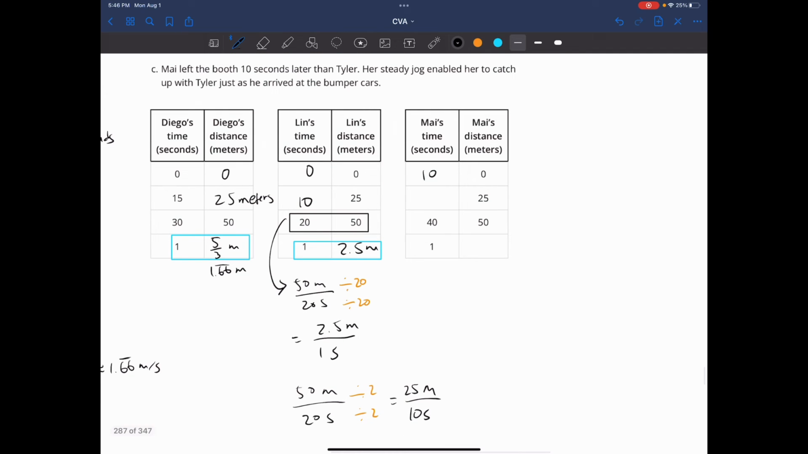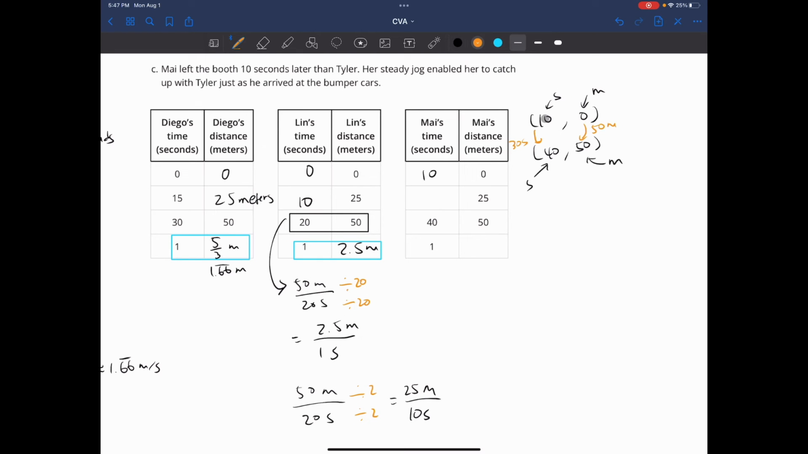So let's take a look. This is something we haven't really learned about, but it is something for us to discuss right now. We can't actually start at 0, because like I said, she doesn't start at 0. So we're going to say from 10 seconds, she traveled 0 meters. For 10 seconds, she didn't move. And then after 40 seconds, she traveled 50 meters. So what that means is she's actually traveled for 30 seconds and covered 50 meters.